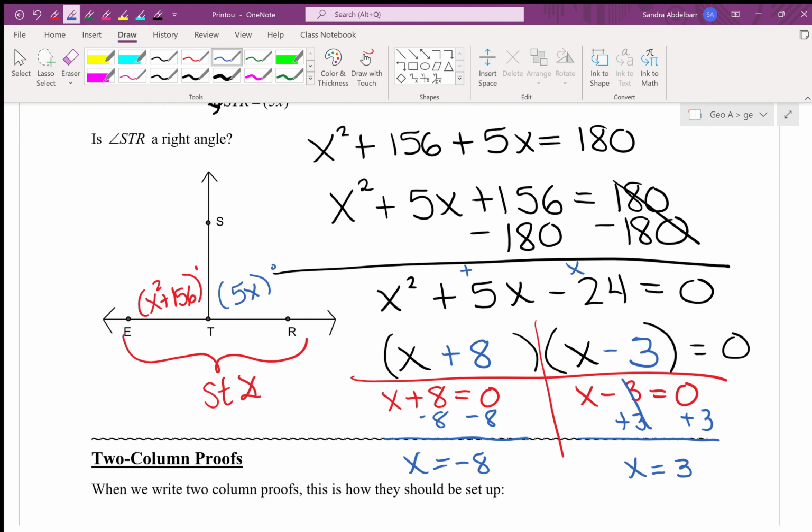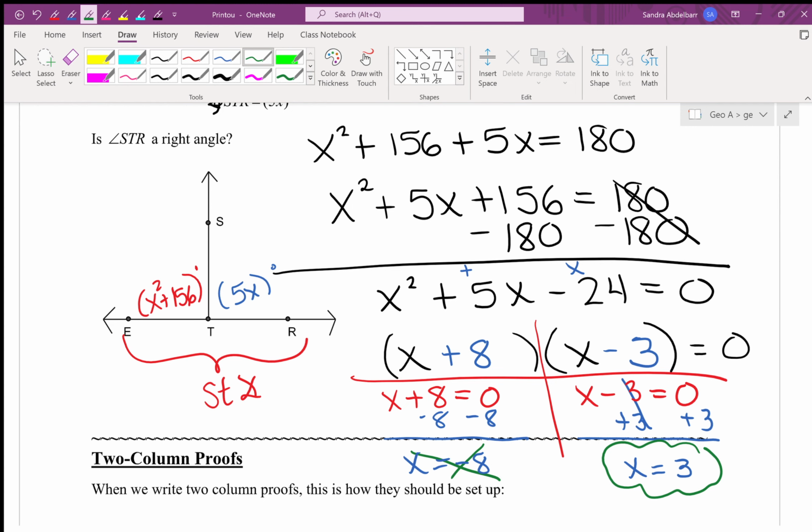So we're going to take that negative 8. I'm going to plug it in for 5x. Well, 5 times negative 8, isn't that a negative 40? Is that acceptable? No. That is why we are rejecting the negative 8. So our only answer for x is equal to 3. Now let's go back. It's asking us, is angle STR a right angle?